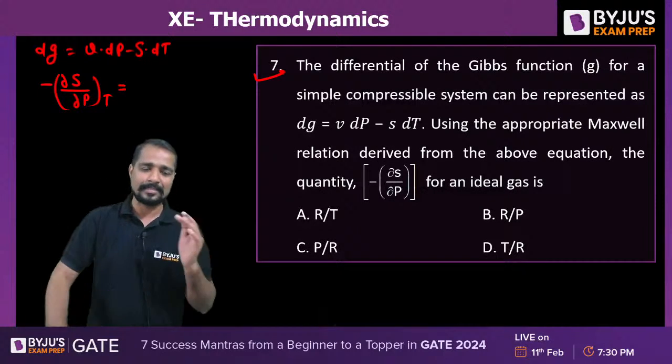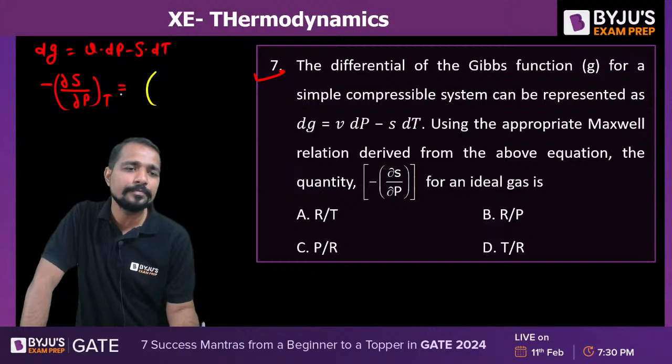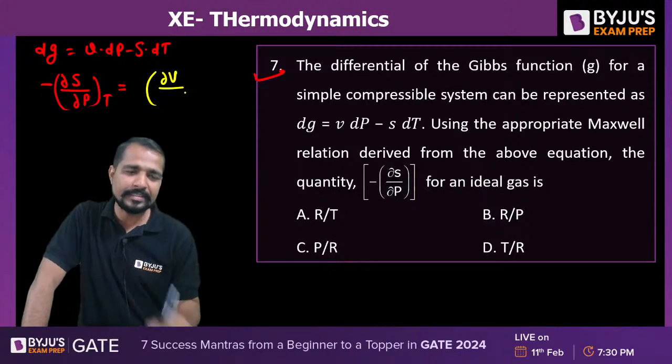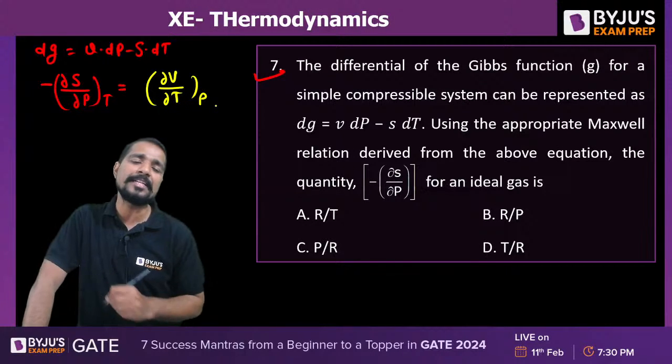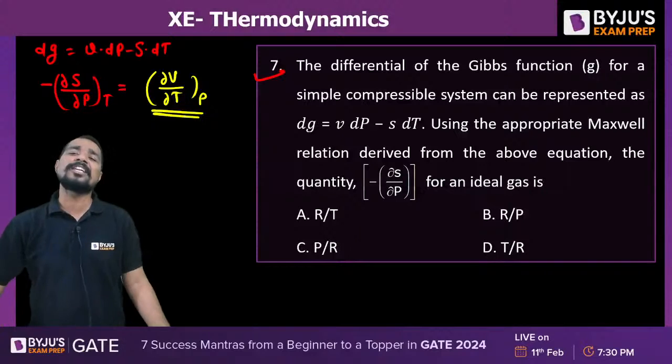Yes. So we know very well from the Maxwell equation, my dear, we can write that it will be written like dV over dT at constant pressure, with a negative sign. It means it is the differentiation of the volume with respect to temperature.